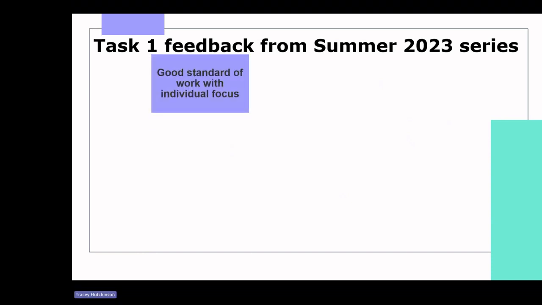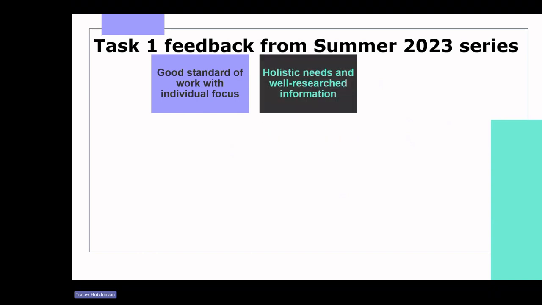Overall, students produced work of a good standard for task 1. The quality of work was notably improved when students focused on their chosen individual and discussed specific details about the individual's condition and circumstances. Students who achieved higher marks considered the holistic needs of their chosen individual and incorporated well-researched information from various sources. This showed a depth of understanding beyond general information. The standard of work improved when students discussed their chosen individual in a specific manner, tailoring treatment plans to the individual's circumstances and condition.